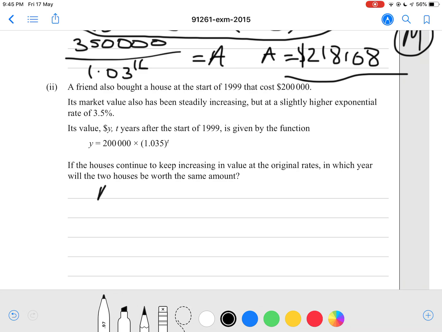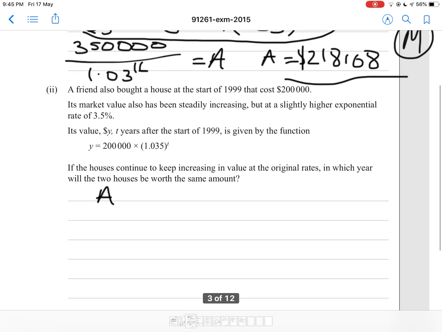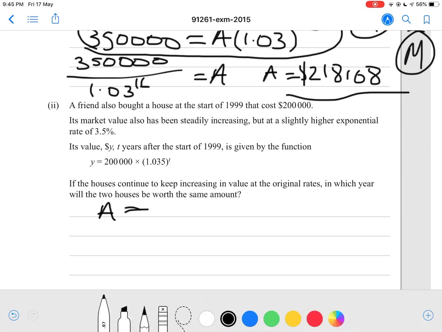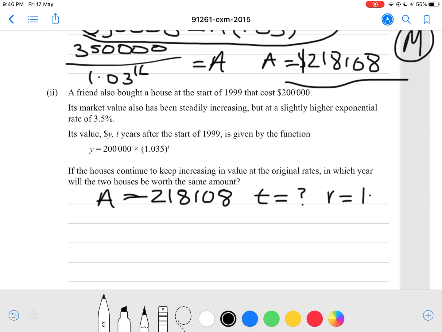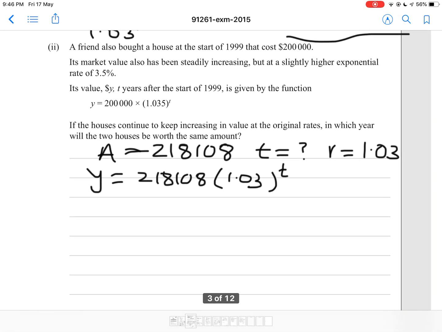So in this question, we know that the original value of Sue's house is 218,108. We worked that out. And we don't know t, and we know the rate. What does it say? The rate was 1.03. So we can make up an equation for Sue. Sue is y equals a, which is 218,108, multiplied by the rate, 1.03 to the power of t. That's the equation for Sue.